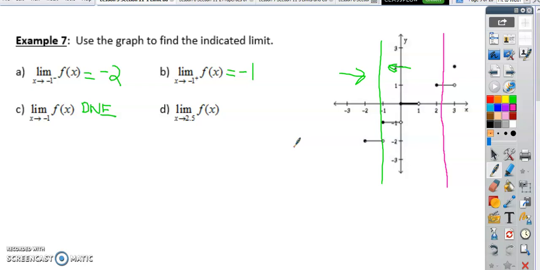All right, as x approaches 2.5, what's the function doing? I look from the left, from the right. From the left, getting really close to 2.5, it's at 1. From the right, really close to 2.5, it's at 1. So the overall limit is 1. Yay.